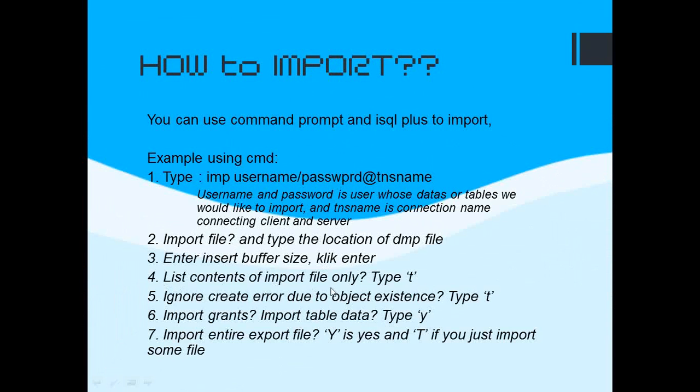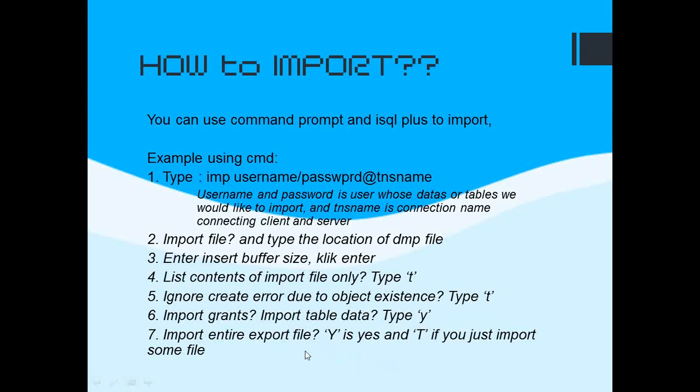And for listing the content of the import file only, type T for no. Next, number 5. Ignore create errors due to object existence, type T. Import grants and import table data, type G if you want to import these. And the last, import the entire export file: yes if yes, and T if you just want to import some of the file.